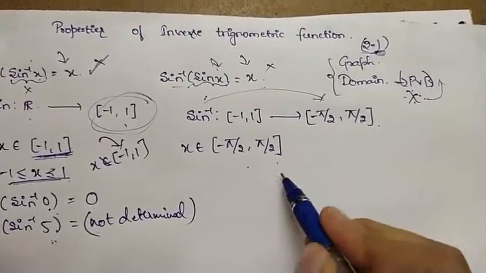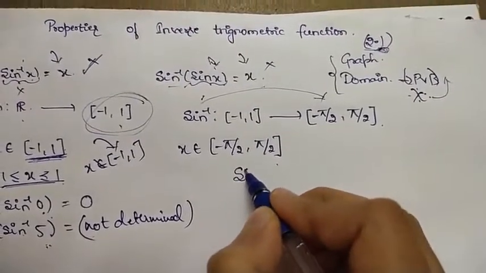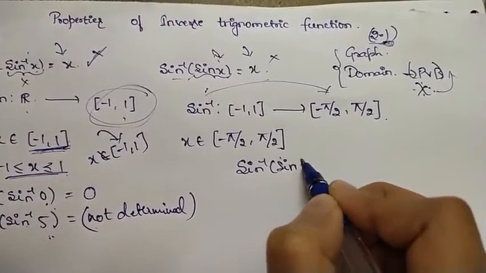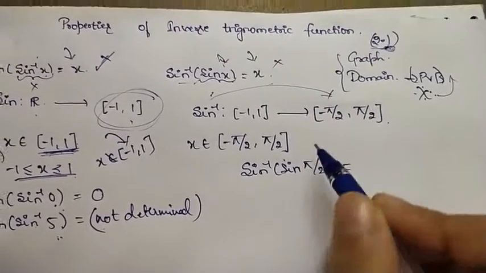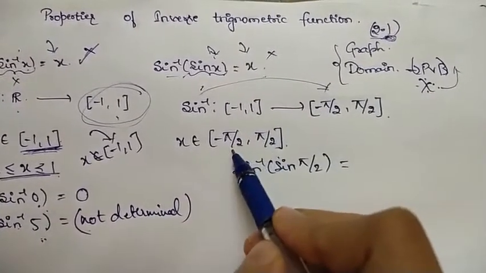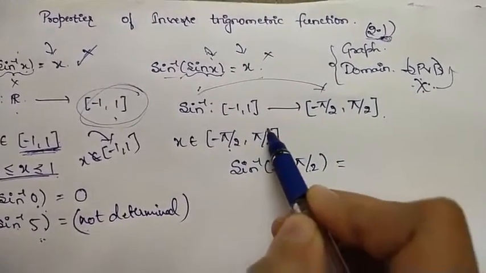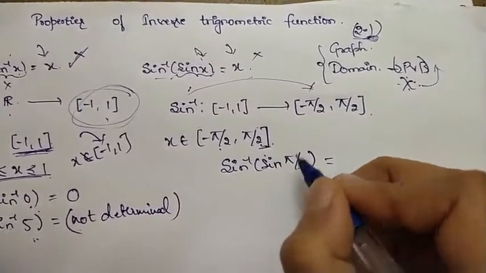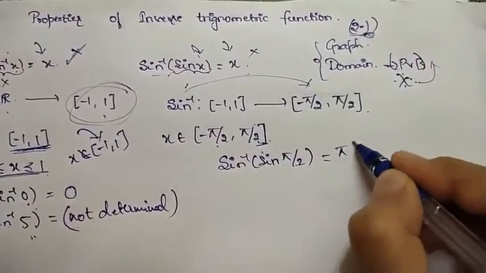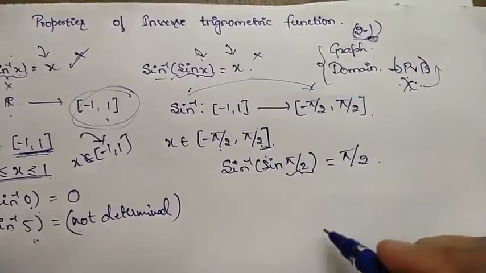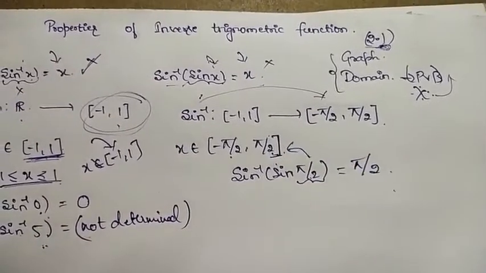Now let us see this case, sine inverse of sine of pi by 2. Does pi by 2 belong to this interval, from minus pi by 2 to plus pi by 2? Yes, pi by 2 is included. That's why it is a closed interval. So sine inverse of sine x is x itself, so the value is pi by 2. Since the angle I have taken belongs to this interval, we got this result.